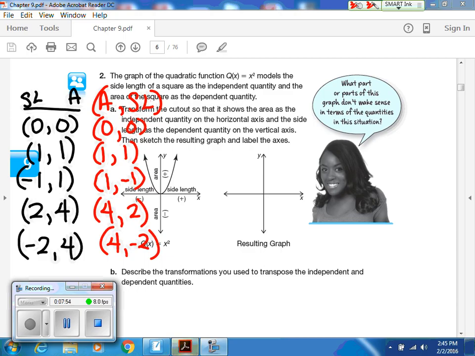Yeah. So let's graph what we have here. So I've got 0, 0, 1, 1, and 1, -1, 2, 4, and 2, -4. I totally missed that point right there. Pretend I didn't. Is that one a function? No, it is not. Why is that not a function? So that definitely fails the vertical line test.